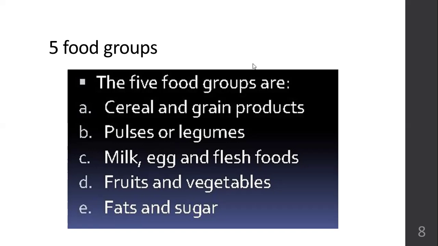Then fruits and vegetables are another group. Okay, all seasonally available fruits and vegetables. In vegetables, green leafy vegetables are also included. Okay, rich sources of minerals and vitamins, fiber.